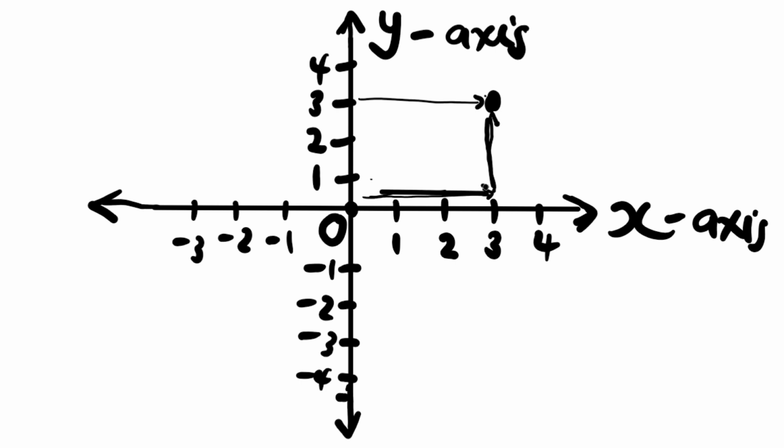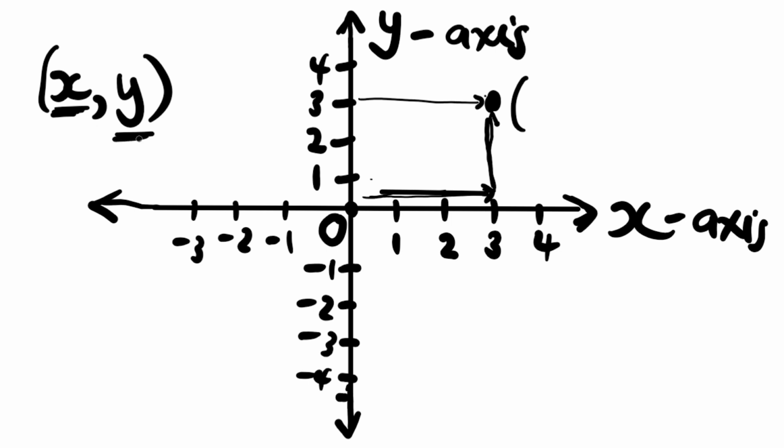So for me to get to this point, I need to move 3 steps towards the positive side on the x-axis, and 3 steps up on the y-axis, in the positive y direction. This particular point is going to be labeled, but before that, for each point that you have, the steps taken on the x-axis come first, before the steps that you take on the y-axis.